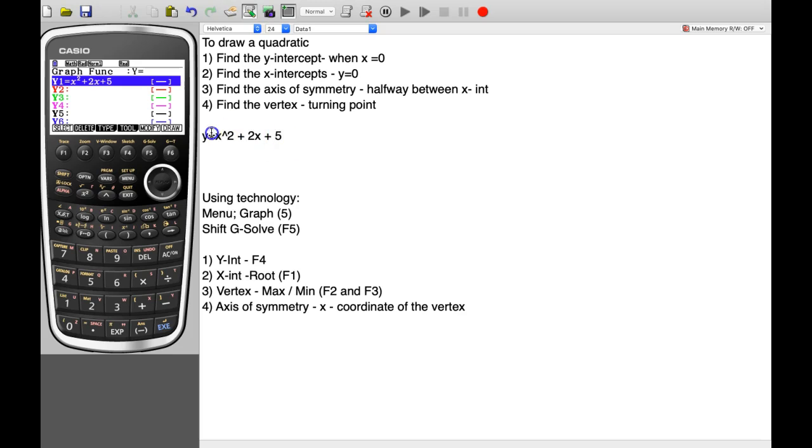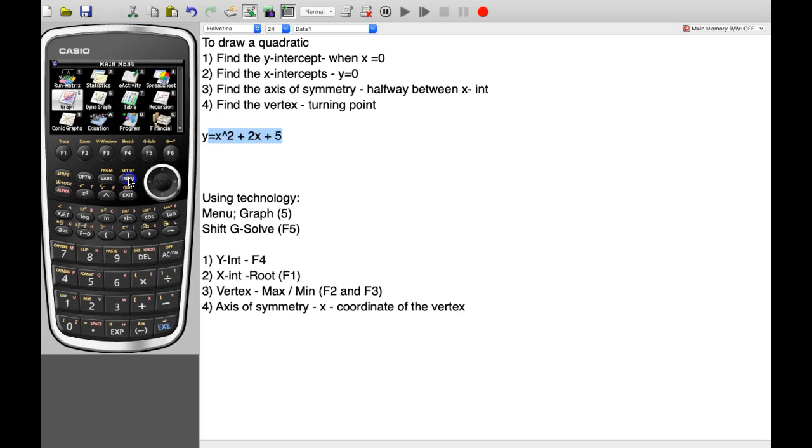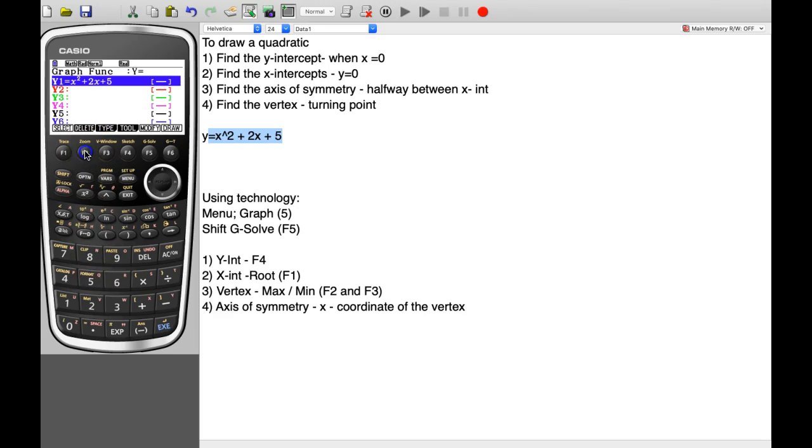So say we're trying to graph y equals x squared plus 2x plus 5. I go to menu on the calculator, and you might remember we've done a bit of stats. So that was 2. We want to go to graph because we want to graph something, so we're just going to push 5. Now I'm just going to delete whatever's there and start again. So I'm going to type in the formula x squared plus 2x plus 5.